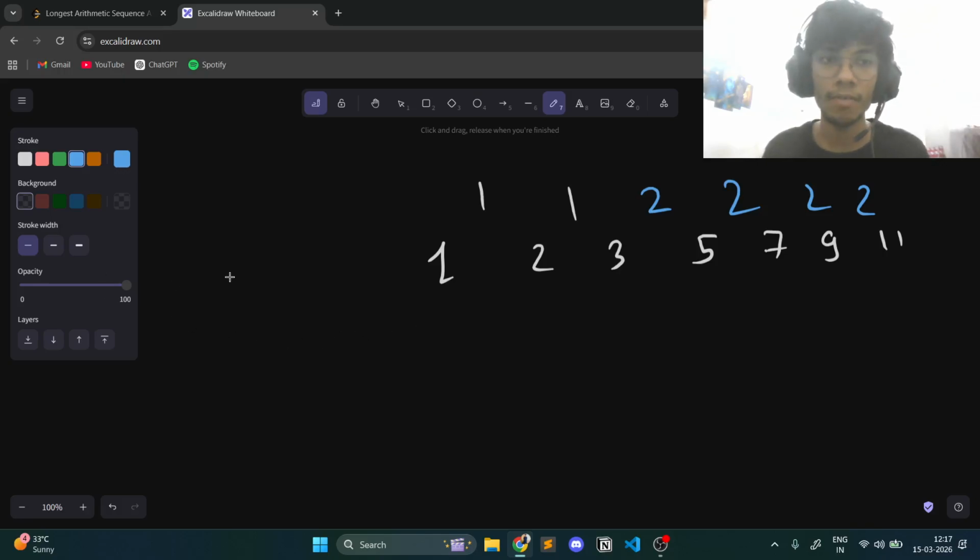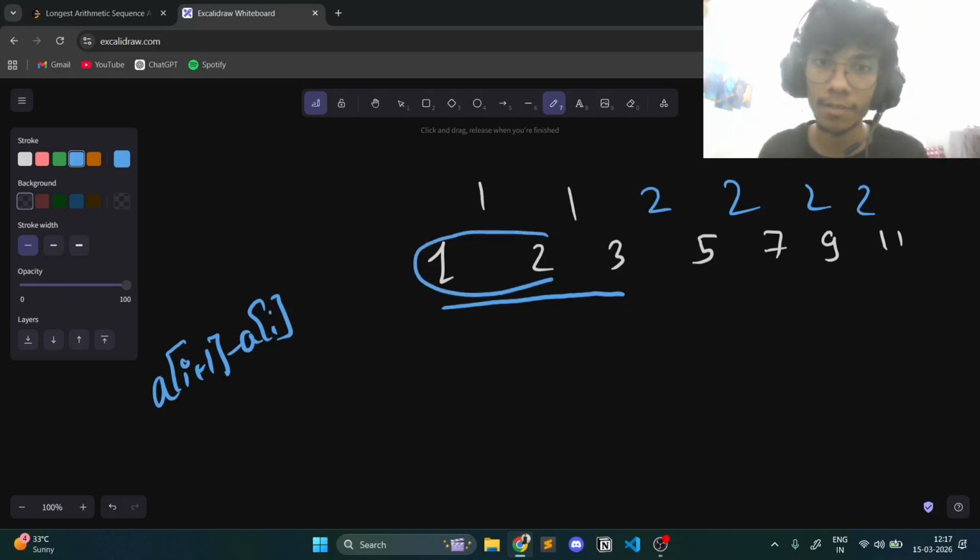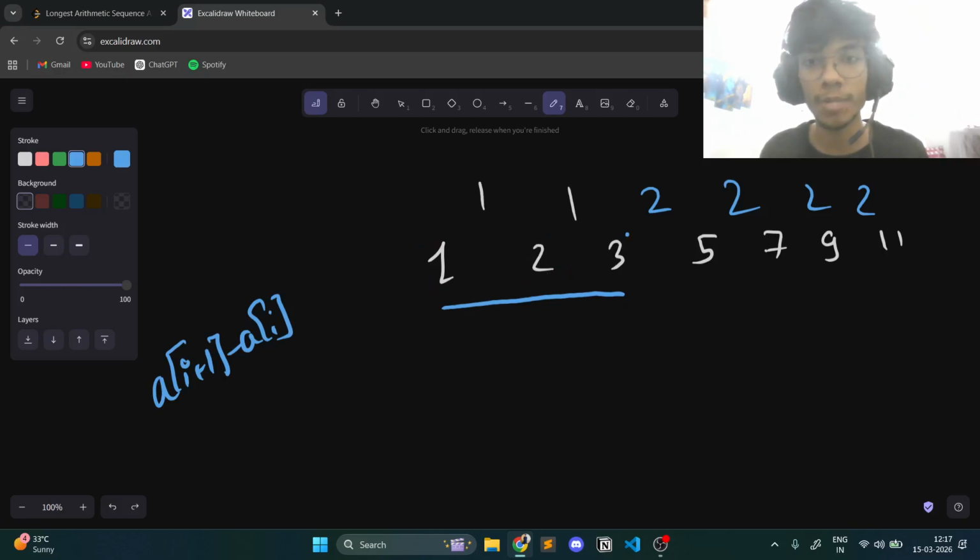So let's say I was taking the difference of the ahead element and the current element, so let's say a[i+1] minus a[i]. Then this difference needs to be constant for all the consecutive or adjacent elements in the subarray. So if I choose to take this particular subarray, then the difference of this thing, this is 2 minus 1, needs to be equal to 3 minus 2, and in case we were taking this subarray, needs to be equal to 5 minus 3.